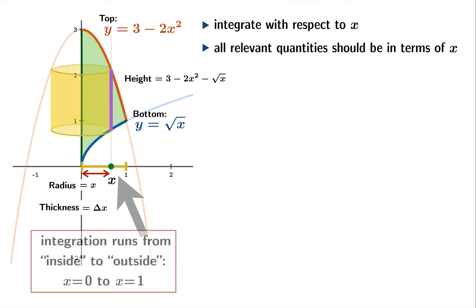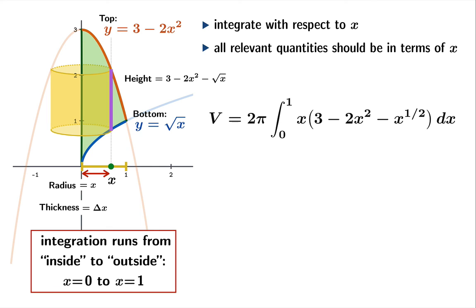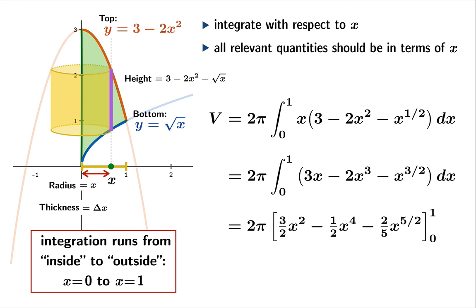Now notice that in this case, if you go from 0 to 1, you will take into account all the shells. So this time the integration runs from inside to outside, i.e. from 0 to 1. Putting it all together, there's our volume integral. But let's double check. Here's our radius, our height, and our thickness. And then we can multiply this out and apply the usual tricks, and actually this integral is pretty easy.